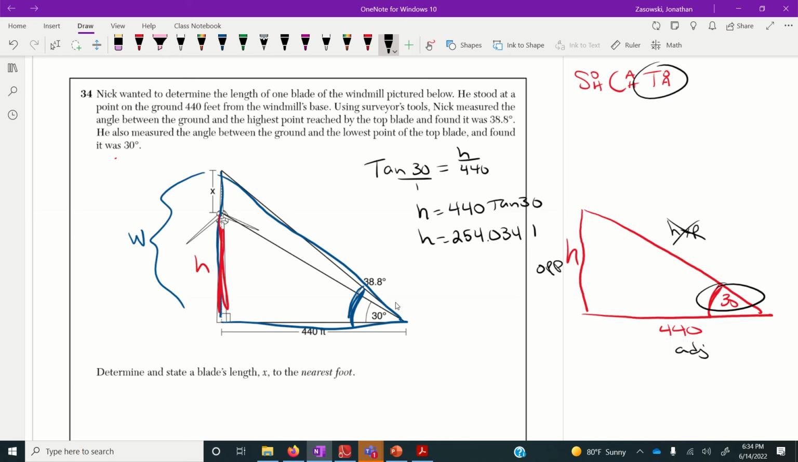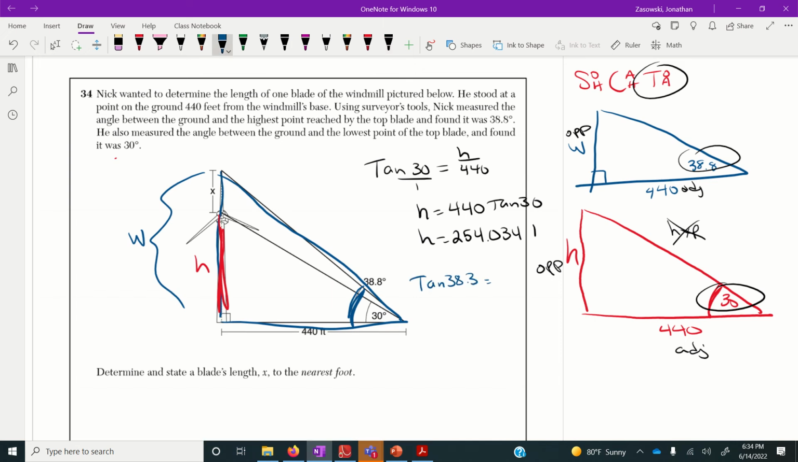And then we're going to do the W part. If you're looking at the big triangle going all the way up and down, same thing with the right angle. This is 38.8. This is still 440. Now we're looking for this side. Once again, you can see we have the same setup: the adjacent here and the opposite. So we're still using tangent. The tangent of 38.8 is equal to W over 440. Cross multiply again.